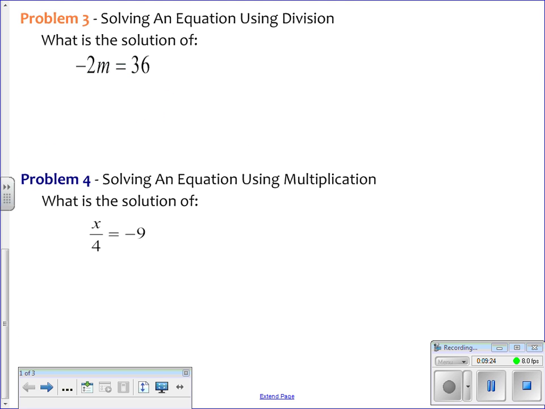Okay. Next one, negative 2m equals 36. So negative 2m means I have negative 2 times m. Remember, it's multiplication when you have a variable next to the number. What's opposite of multiplying? Dividing. So I divide both sides by negative 2. Watch your negatives. Your negative 2's cancel. You get m. And 36 divided by negative 2 is going to be negative 18.